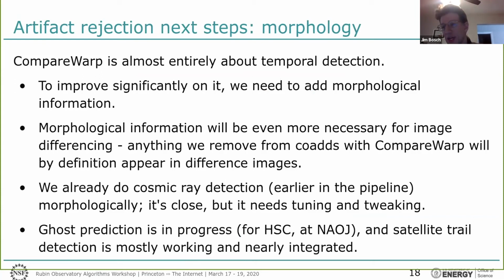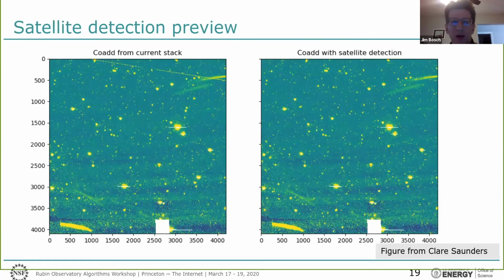Satellite trail detection is another interesting piece of this. This is actually mostly working, it's nearly integrated. It wasn't in the versions of the pipeline that produced the slides I just showed, but we do have it running on a branch. Here's a coadd that was built with the current stack, and here's the one with the branch where we've very clearly gotten rid of that satellite trail.